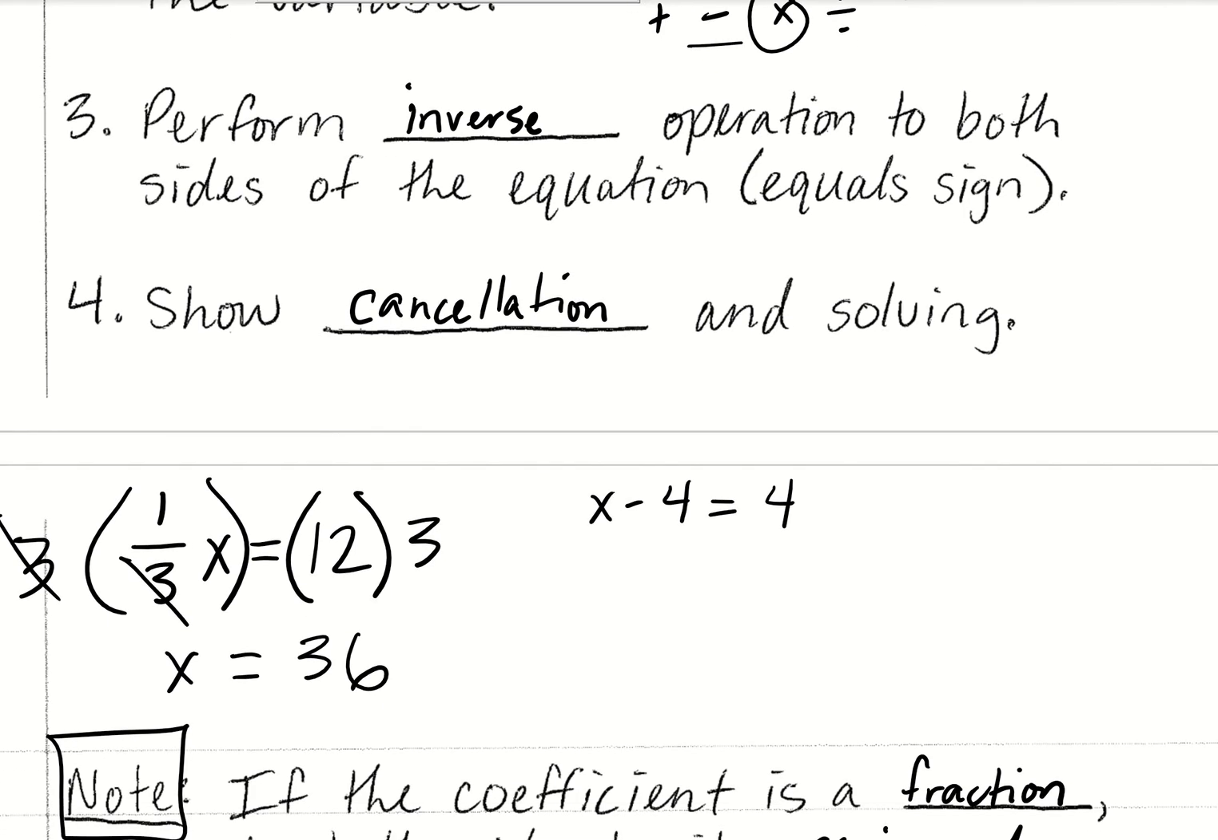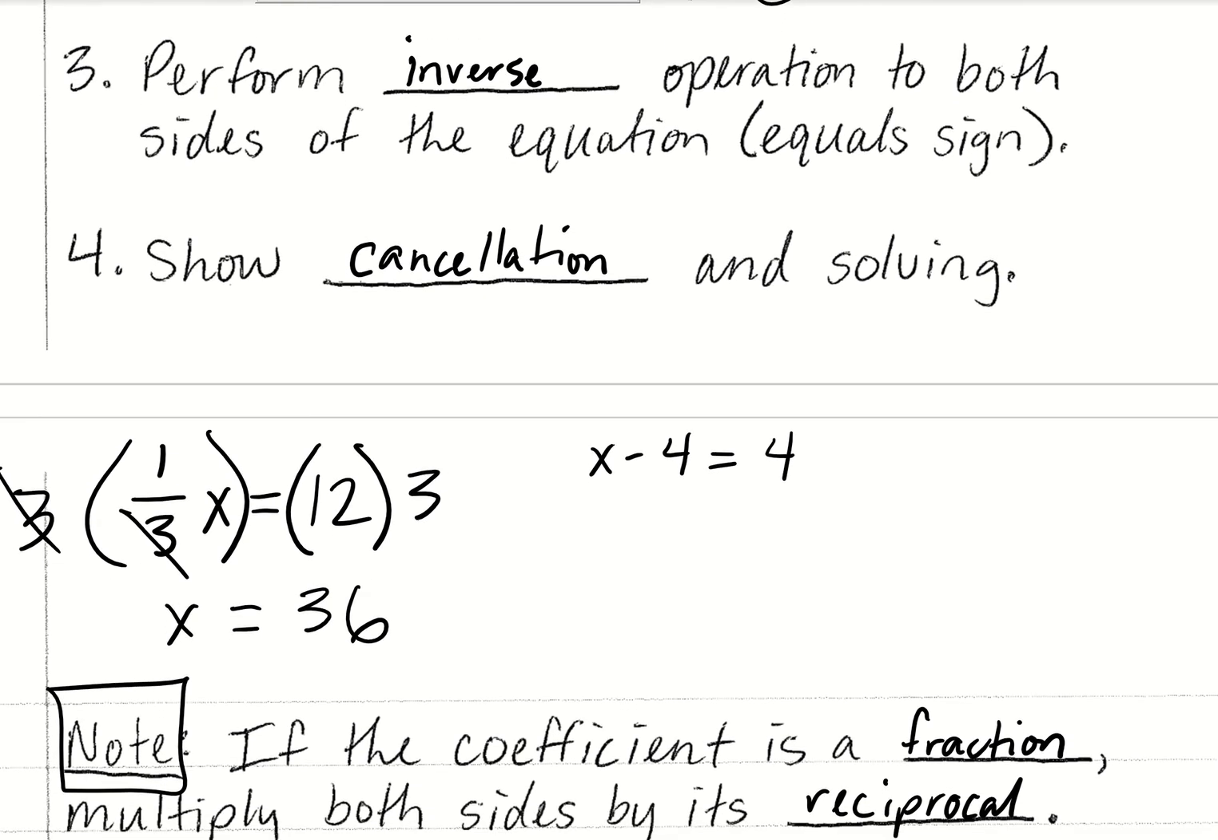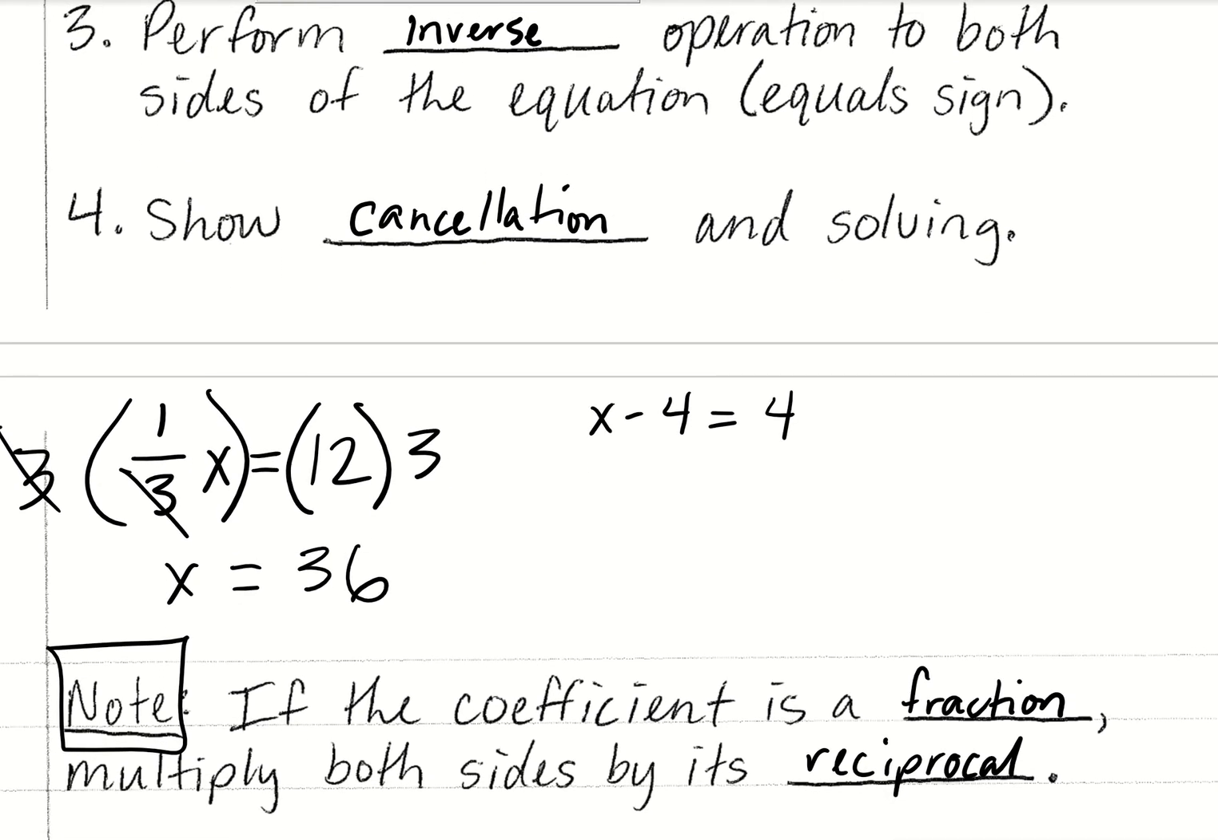Step 3, perform the inverse operation to both sides. The inverse of subtraction is addition, so I'm going to add this 4 to both sides. I'm going to do plus 4 here and plus 4 here.